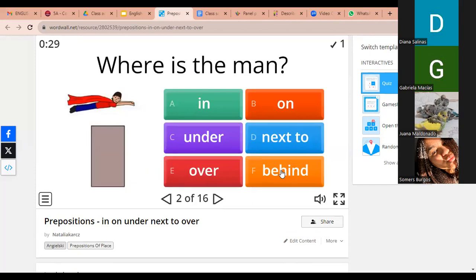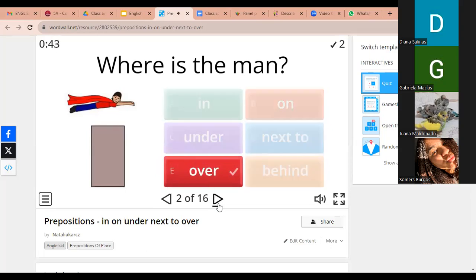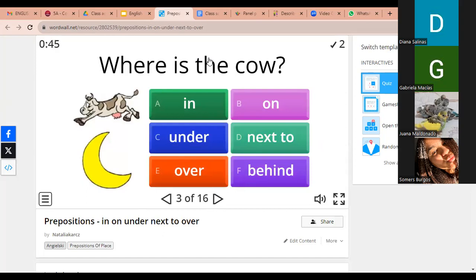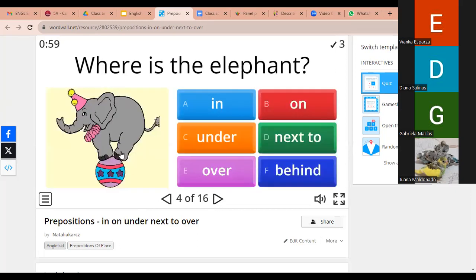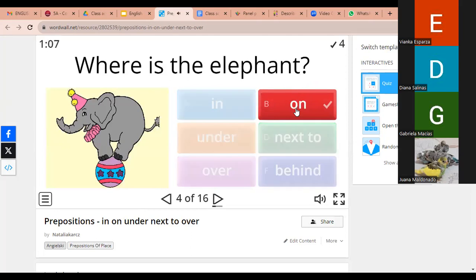So where is the man? Is it in, on, under, over, next to? Over. Over, exactly. But he's flying over. It might be a building, we don't know, but it's over. Okay, next. Where is the cow? It looks like it's flying, right? Over. Over again, yes, it might happen again. Okay, one more. Where is the elephant? On. It's on the ball. It's big, but it's on the ball.